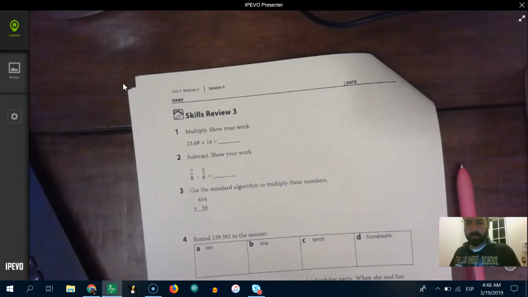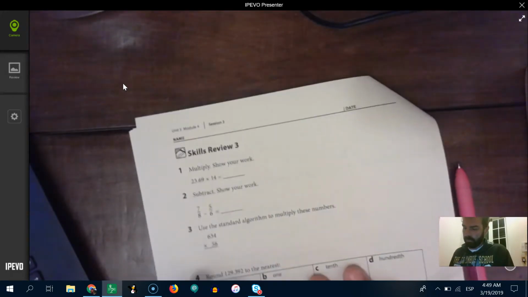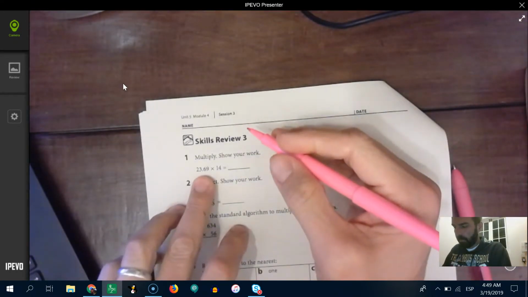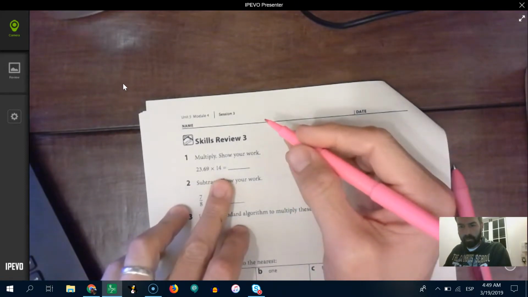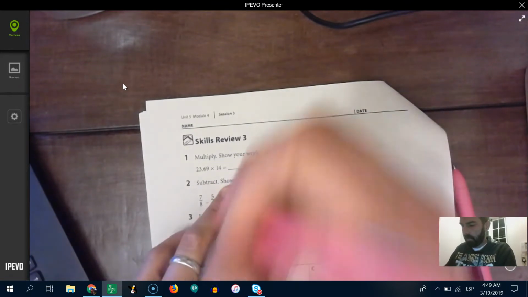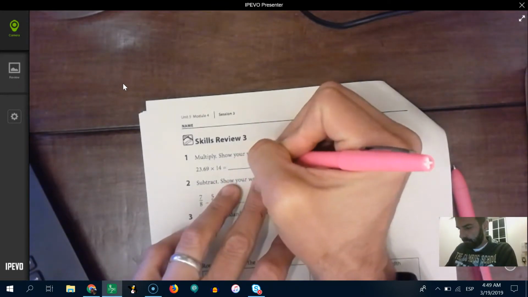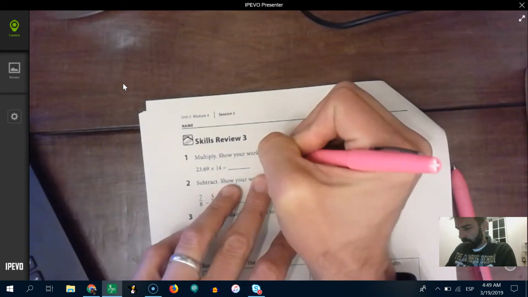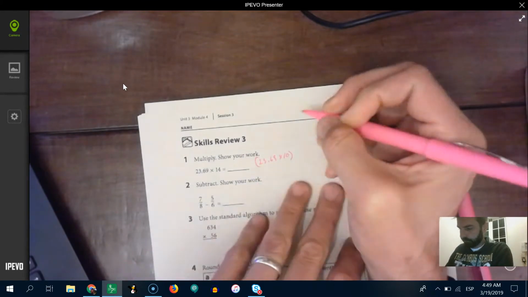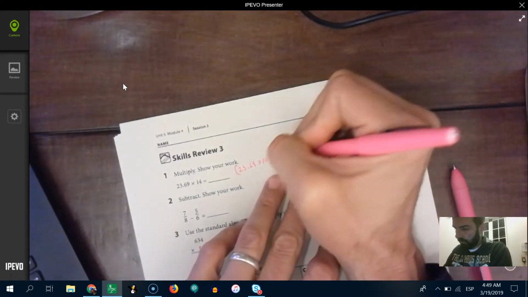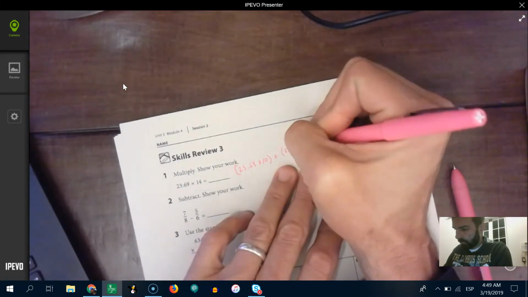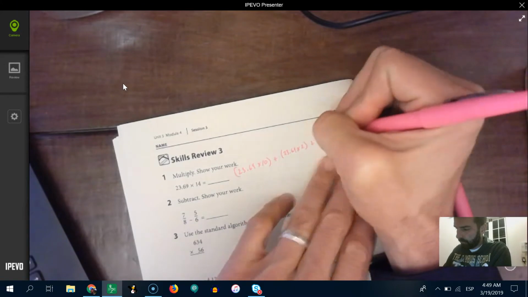Okay, so this is a skills review. Let's see what you remember and what you don't. 23 and 6900ths times 14. I think I'm going to break that into 23 and 6900ths times 10, and then I'm going to do 23 and 6900ths times 2, and I'm going to do that one more time.